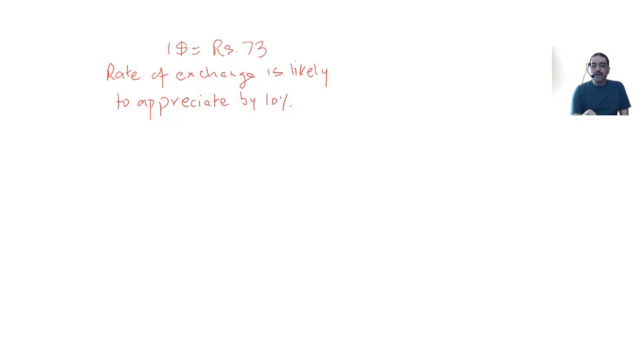First of all, let us understand this. What is the 73 rupees? The 73 rupees is the value of $1. 73 rupees is the value of $1. Okay. So, if I say that the rate of exchange is going to appreciate by 10%, then that means the 73 is going to increase by 10%. Okay. So, these are the adjustments which are likely to come and interpretation I am telling you.